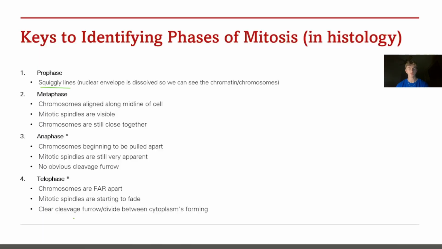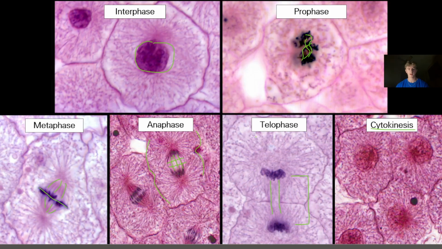And finally, we want to see a clear cleavage furrow and divide between the cytoplasms beginning to form. So again, this is something I mentioned before. We have the very clear and obvious cleavage furrow, right? This pinching off that is occurring between the two cells. And additionally, we can even see a separation of the cytoplasms beginning to form. This is a sign of late cytokinesis, which is going to overlap with telophase. So that can be a little bit confusing.